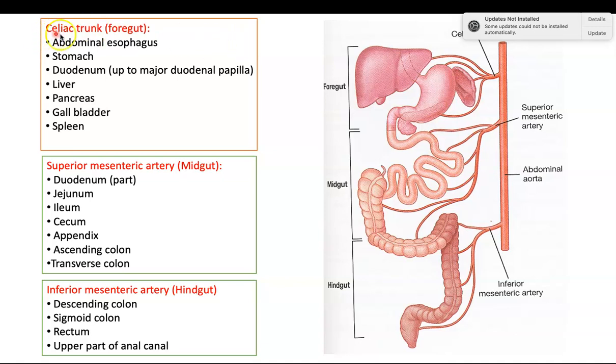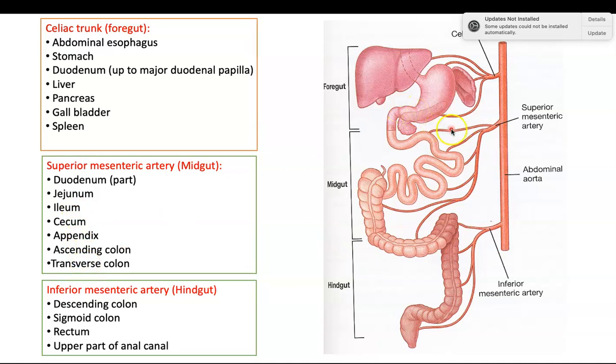As we say, the celiac trunk is the artery of the foregut. The foregut structures are the abdominal esophagus, stomach, part of the duodenum, the liver, pancreas, gallbladder, and spleen. These structures derive from the foregut, and that's why their blood supply comes from the celiac trunk. Now, the superior mesenteric artery is the artery of the midgut, and it provides blood supply to the midgut derivatives, which are part of the duodenum, and the jejunum, ileum, the cecum, appendix, ascending colon, and part of the transverse colon, most of the transverse colon actually.